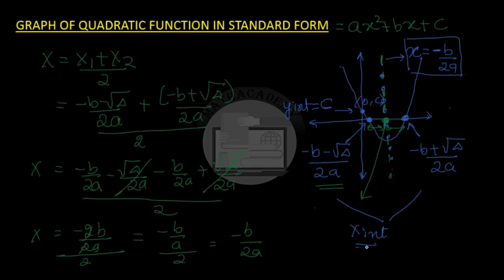So these are some of the properties of the graph of a quadratic function when it is in the standard form. In the upcoming videos, we will be covering the properties of the graph when the quadratic function is in the intercept form and when the quadratic function is in the vertex form.